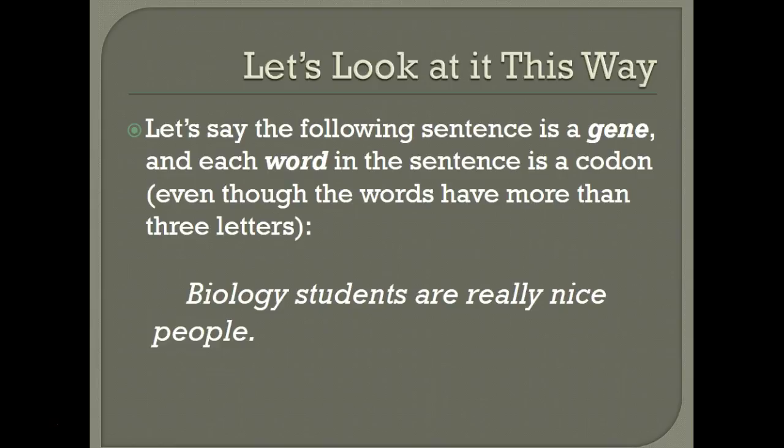We've got a sentence here that you should copy in your notes. It says, biology students are really nice people. We're going to use this as a model of a gene where every word represents a codon. Now you remember that codons only consist of 3 letters at a time, and obviously most of the words, in fact all of them except for the word are, consist of more than 3 letters. But for modeling purposes, we're just going to pretend that this is a gene. Every word is a codon.